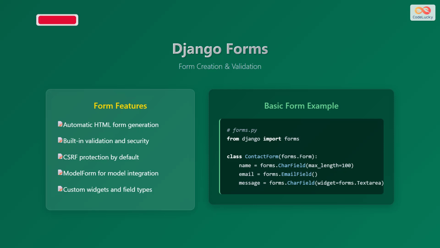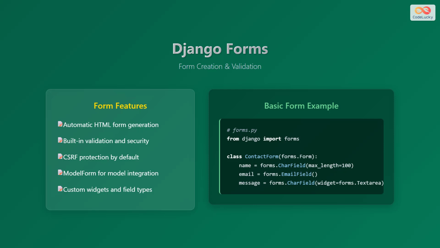Django Forms provide a robust system for handling HTML form creation, validation, and security. Forms automatically generate HTML form elements, handle form validation, and provide built-in cross-site request forgery protection. The framework includes various field types like CharField for text input, EmailField for email validation, and custom widgets for specialized input controls. Model forms automatically create forms based on your model definitions, reducing code duplication. Form validation happens both client-side and server-side, ensuring data integrity.